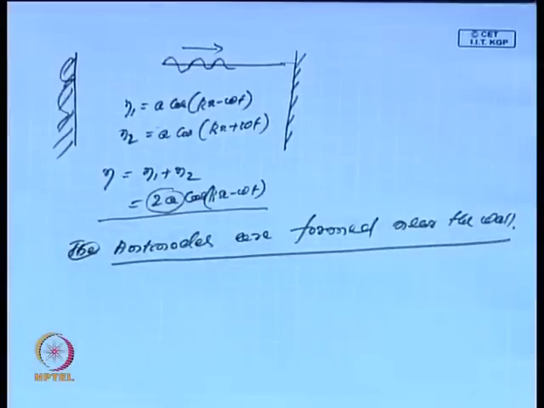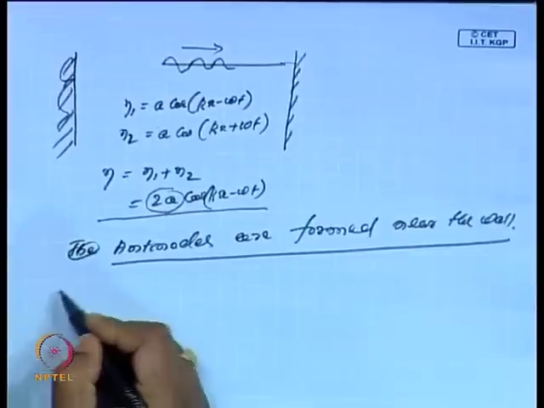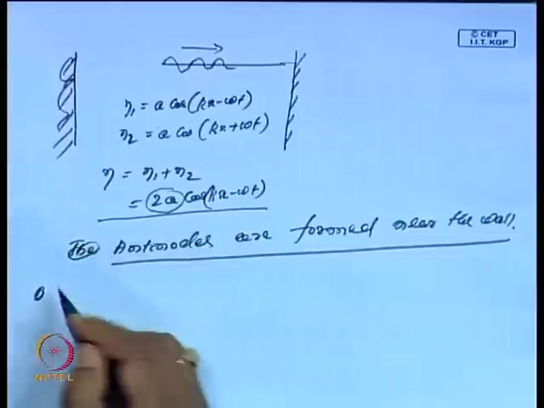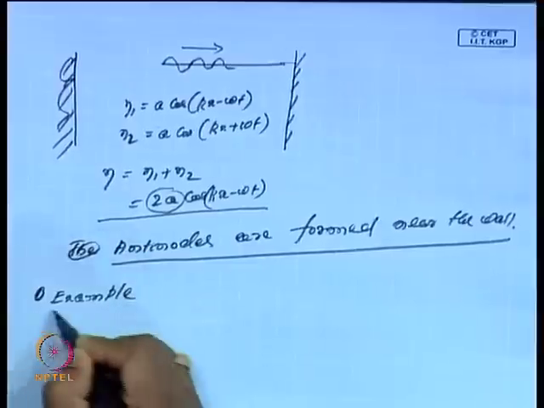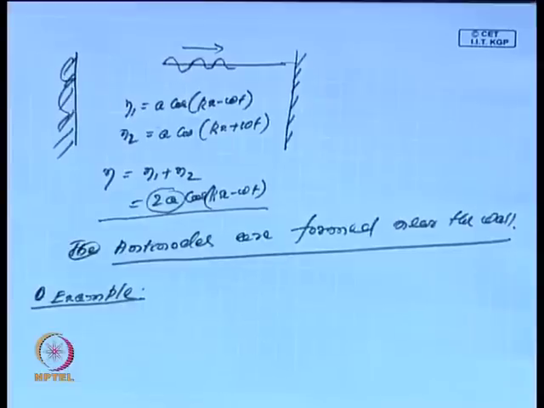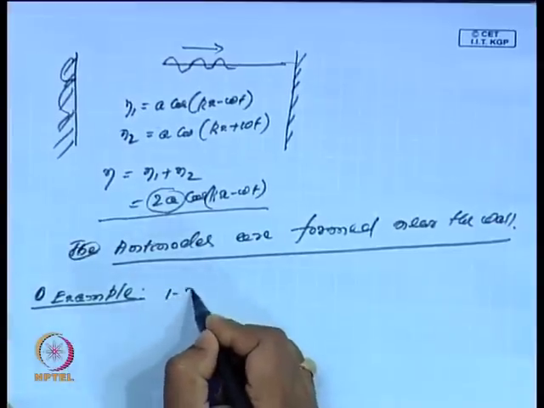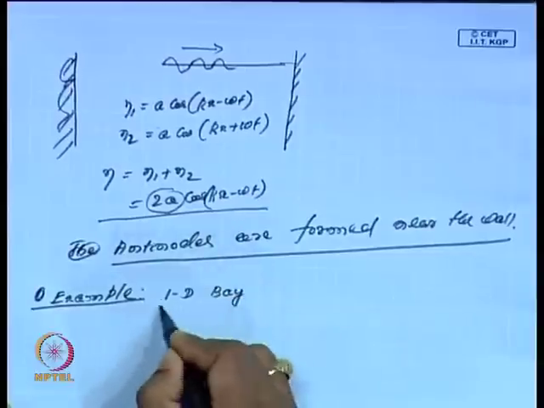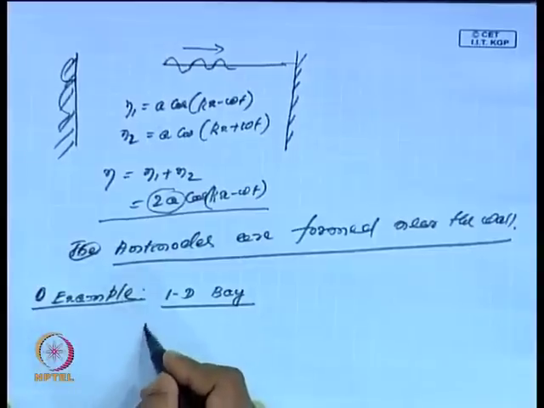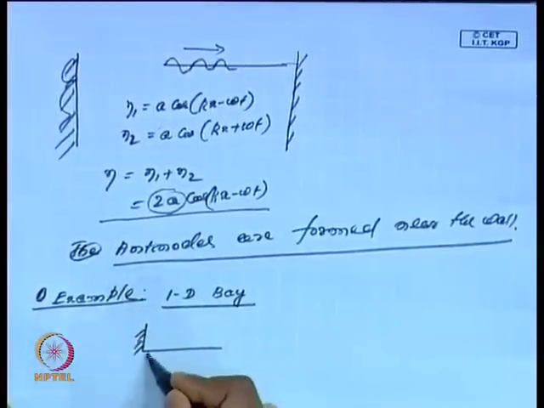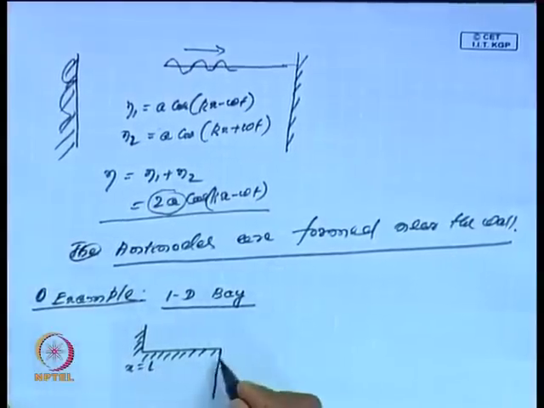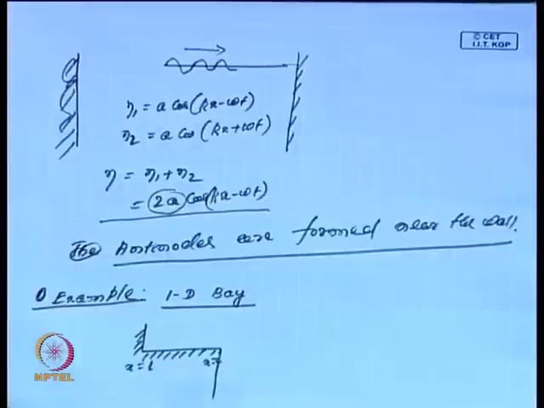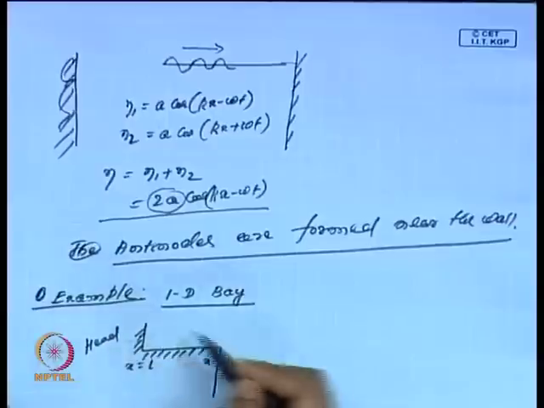Now, with this understanding of the formation of antinodes, I will look at the oscillation of a bay. Let us illustrate by example how it helps us in understanding problems of ocean engineering. I will take a very typical example. Consider a one dimensional bay. Suppose this point is x equal to L, and this point is x equal to 0. This is a one dimensional bay where this is the bay mouth and this is the head of the bay.